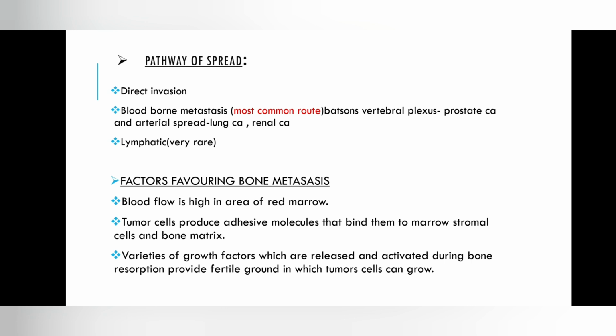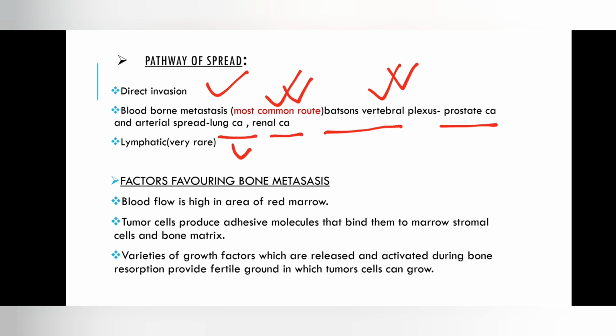Now, the pathway of the spread. Metastatic tumors can involve the skeletal structures via direct invasion, via bloodborne metastasis, or via the lymphatics. The lymphatic route is very rare, and bloodborne metastasis is the most common pathway by which it involves the skeletal structures. Like in prostate cancer, it involves the vertebra via Batson's vertebral plexus, and in lung carcinoma and renal carcinoma, it involves the vertebra or other skeletal structures via arterial spread.